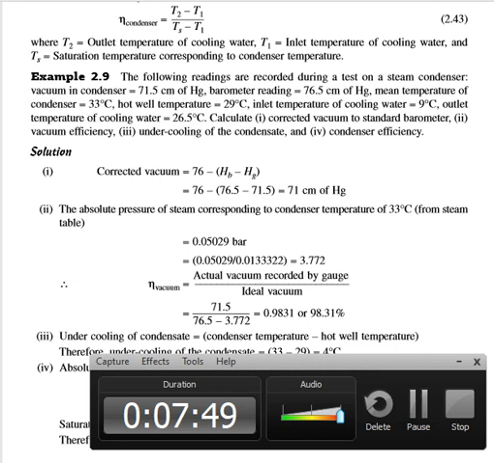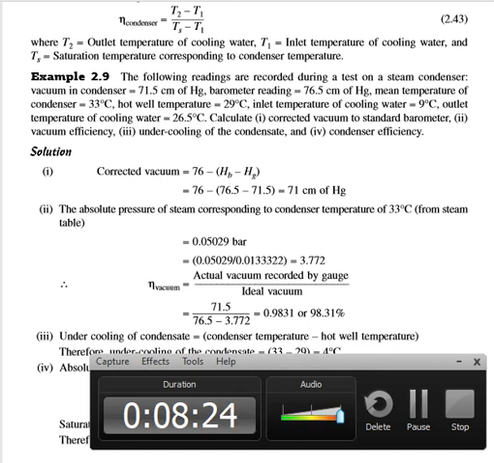We will take the first numerical. The following readings are recorded during a test on a steam condenser. Vacuum in the condenser equals 71.5 centimeter of Hg. Barometer reading equals 76.5 centimeter of Hg. Mean temperature of condenser equals 33 degrees Celsius. Hot well temperature equals 29 degrees Celsius. Inlet temperature of cooling water is 9 degrees Celsius. Outlet temperature of cooling water equals 26.5 degrees Celsius.